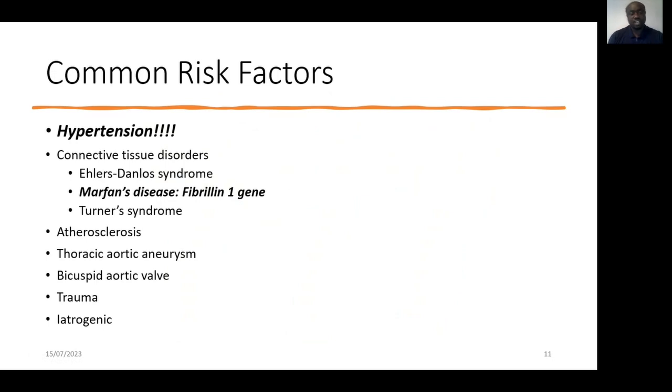The next common is the connective tissue disorders, the most common of which is Marfan's, the fibrillin-1 gene. These patients are special, if I put it that way, because the way we manage them is a bit different from patients who have non-syndromic dissections. Same thing with Turner syndrome and Ehlers-Danlos syndrome. Most patients will have atherosclerosis.